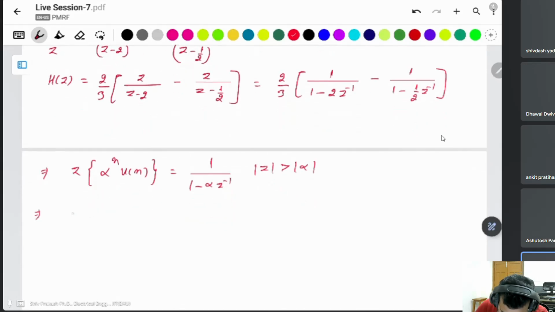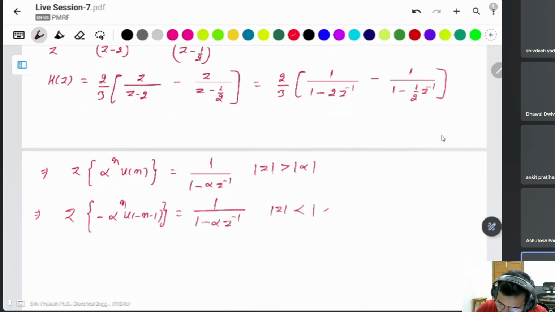Second, the z transform of minus alpha power n u of (minus n minus 1) is the same formula, 1 divided by (1 minus alpha z inverse), but with the ROC mod of z less than mod of alpha. These two conditions are applied for finding the inverse transform in the z domain by taking the ROC into consideration.